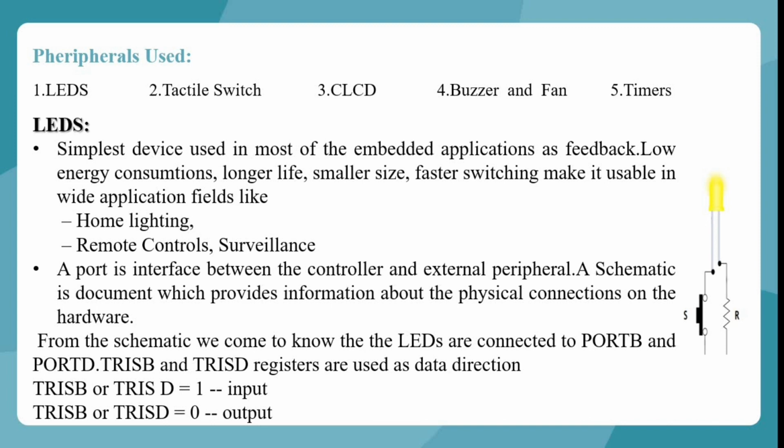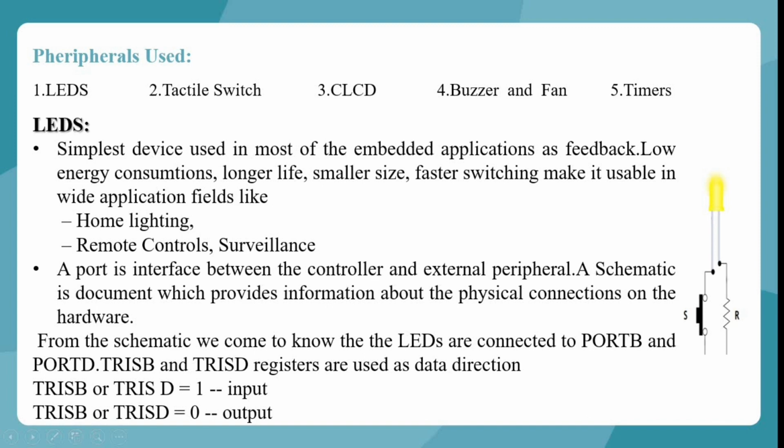A port is the interface between the controller and an external peripheral. A schematic is a document which provides information about the physical connections on the hardware. From the schematic, we come to know that the LEDs are connected to port B and port D. So actually all the ports are I/O ports.